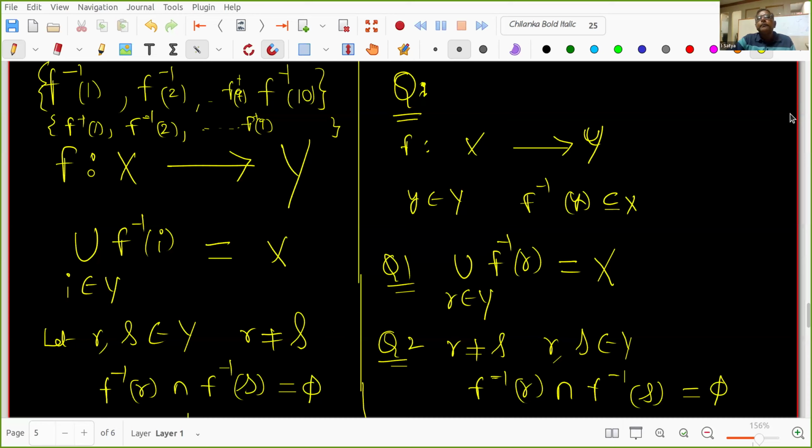Nidhi Chadda, room number 8. Yes, sir. For question number 1, we'll prove two things: first, that the union of F inverse of R is a subset of X, and second, that X is a subset of the union of F inverse of R. Going one way, we take an element x from the union of F inverse of R. Then x belongs to F inverse of R for some R, not any R, there exists one R. By definition, that is an element in X only, right? So this subset is easy.